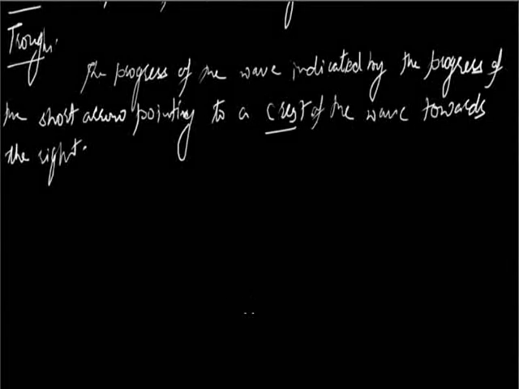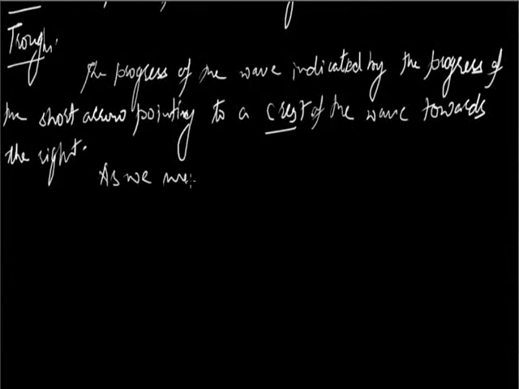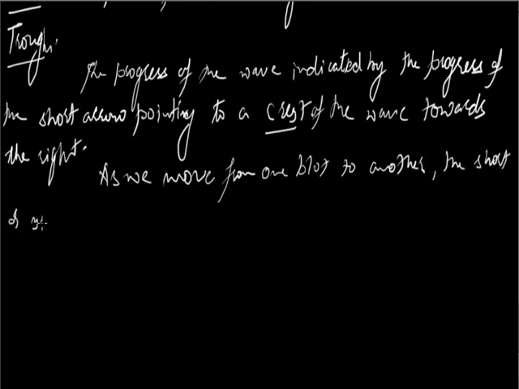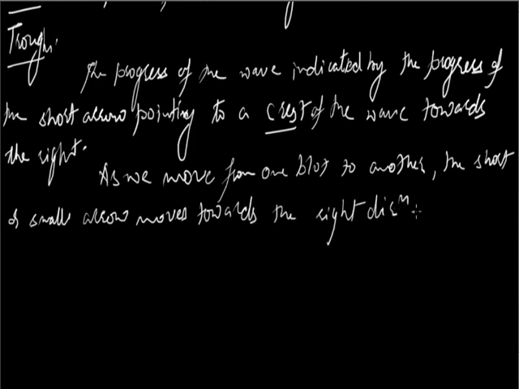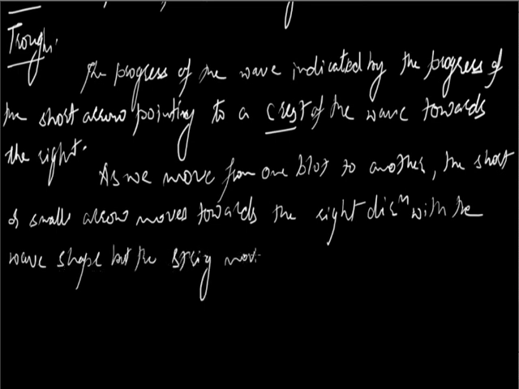Now, as we move from one plot to another, the short arrow, or small arrow, moves towards the right with the wave shape. But the string moves only parallel to the y-axis.